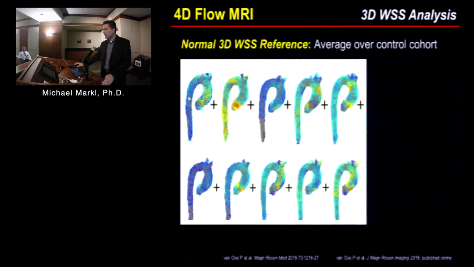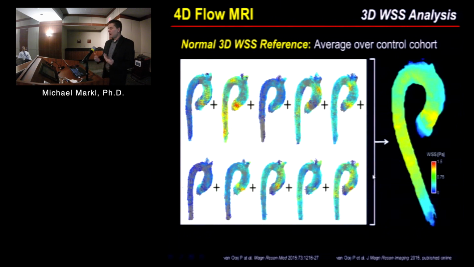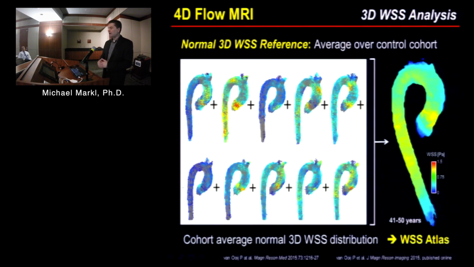And we can do this, for example, for 10 different volunteers. They all have somewhat different wall shear stress. We can then average it and come up with something like a cohort average wall shear stress distribution, a normal wall shear stress distribution, or a wall shear stress atlas. And this happens to be the wall shear stress atlas for a group of 10 controls in the age range between 41 and 50 years. So you can now at least have a better understanding of what's normal.